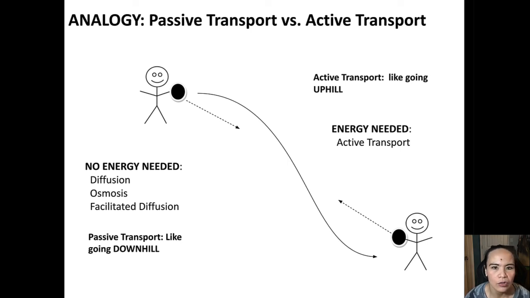Now, just to summarize and compare passive and active transport. Active transport is like going uphill, and passive transport is like going downhill because there's no energy needed. And in passive transport, we have diffusion, osmosis, and facilitated diffusion, whereas active transport includes exocytosis, endocytosis, pinocytosis, and phagocytosis.